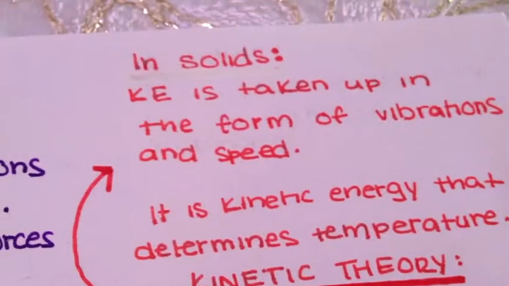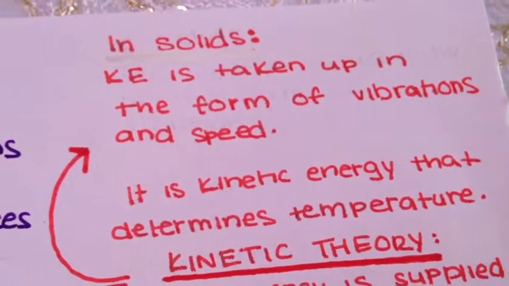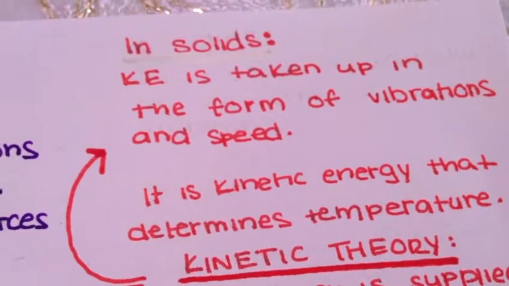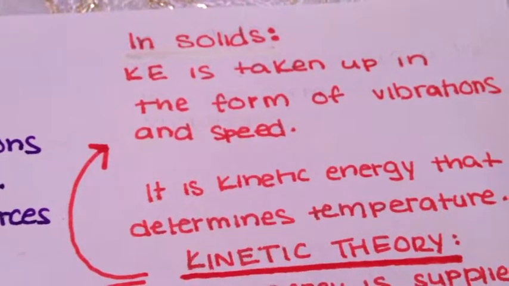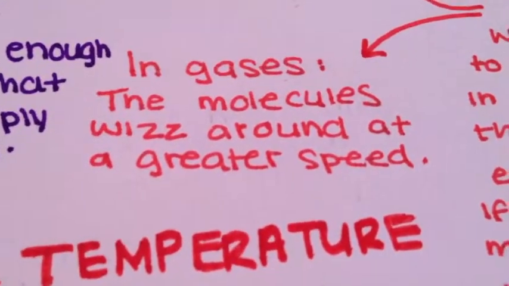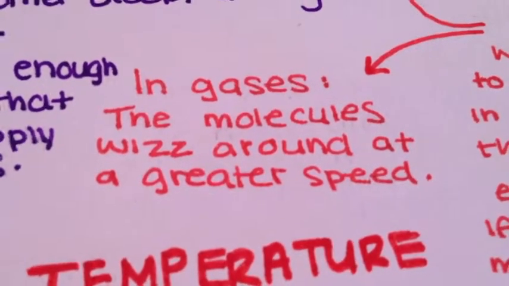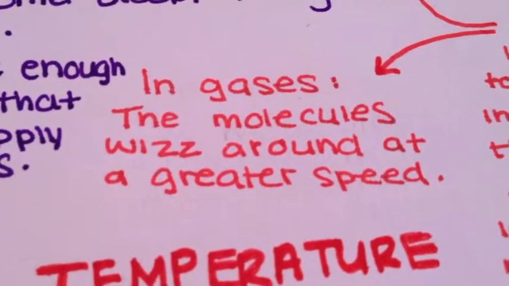In solids, kinetic energy is taken up in the form of vibrations and speed, so the molecules begin vibrating faster and more frequently, expanding the solid, which is seen when the temperature of a solid increases. On the other hand, in gases, the molecules just tend to whiz around at a greater speed, increasing the kinetic energy, which is seen through the increase of temperature.